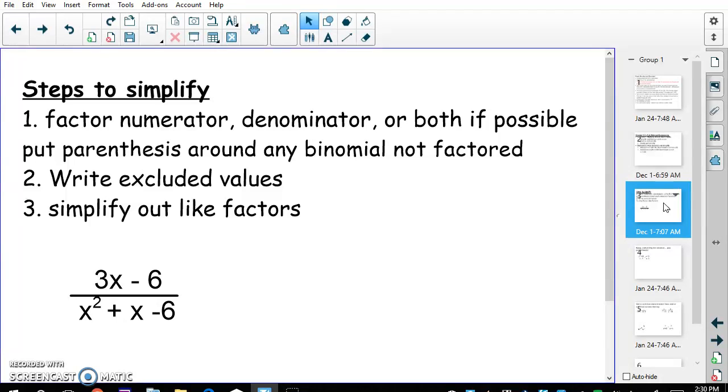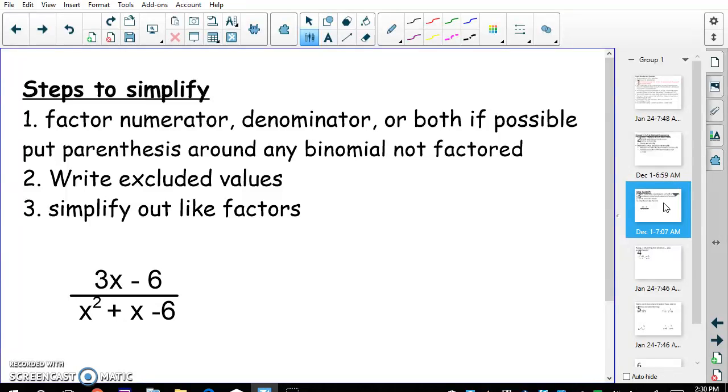So say, for example, you learned how to do this by using an app and taking pictures. That app probably taught you to multiply everything back in the end, but that is not what I want you to do. So let's look at this first one. It says 3x minus 6 over x squared plus x minus 6.